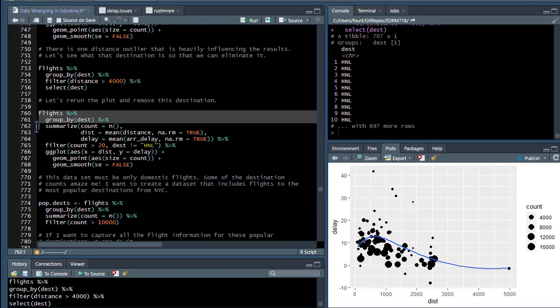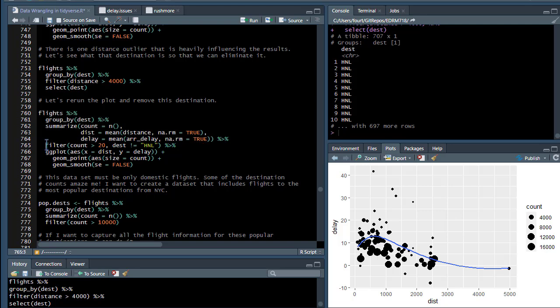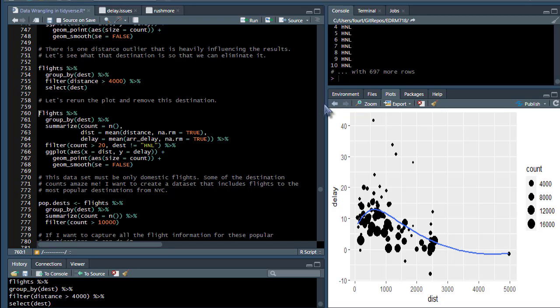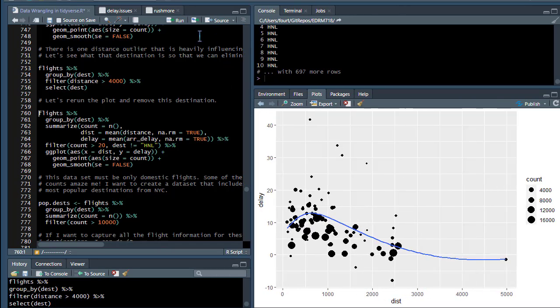Flights, everything the same up until this point. I'm filtering now on two things. Count has to be greater than 20 and the destination not equal to Honolulu. Remember, of course, the exclamation equal means not equal to. So now let's see what the plot would look like if we removed that one outlier.